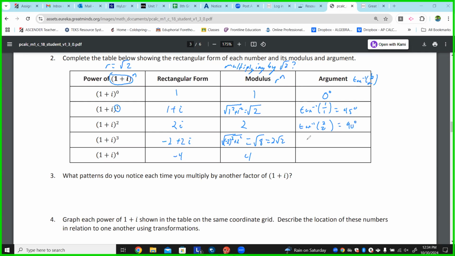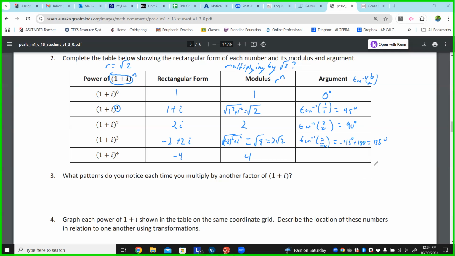Okay. What is the tan inverse of 2 over negative 2? Because you see the pattern already. What would you get in the calculator? You would get negative 45. What quadrant would this be in? 2. And what do I have to do to that? Plus 180, which then gives me 135. I love that you already identified the pattern.